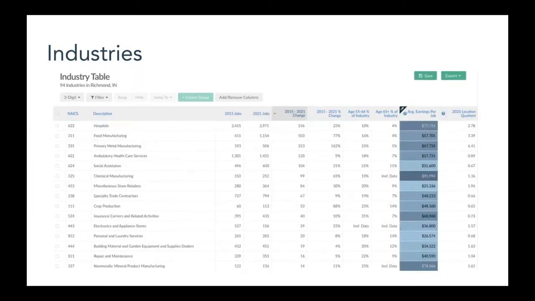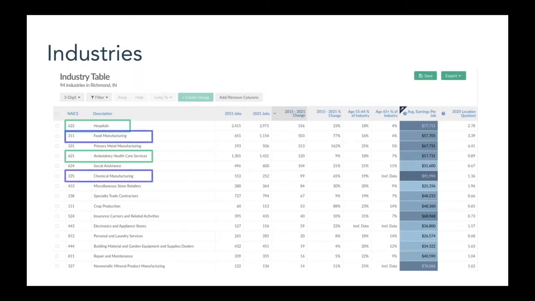This is the same kind of table, but for Richmond, Indiana. So we're in a different Richmond. And the whole point of this slide is just to illustrate the importance of taking a regional approach. You can see here hospitals, ambulatory healthcare services, that's similar to what we were seeing in the other Richmond. But then food manufacturing, chemical manufacturing, that was not in the previous industry table. So that's showing there are going to be unique characteristics in your region, and that's why you need to zoom in on that.